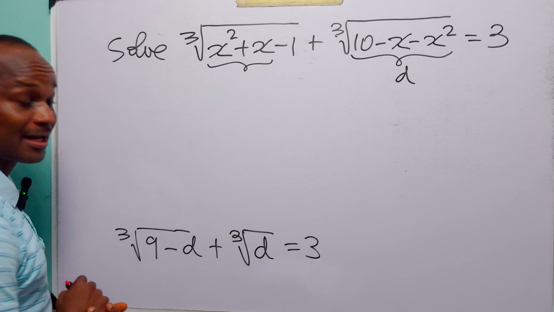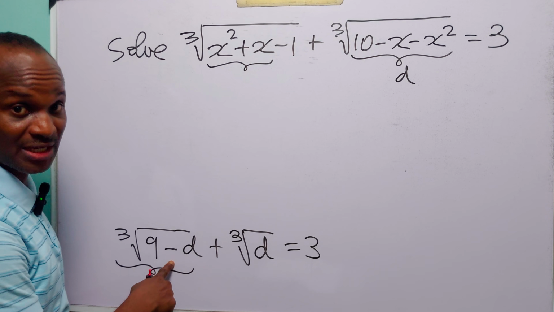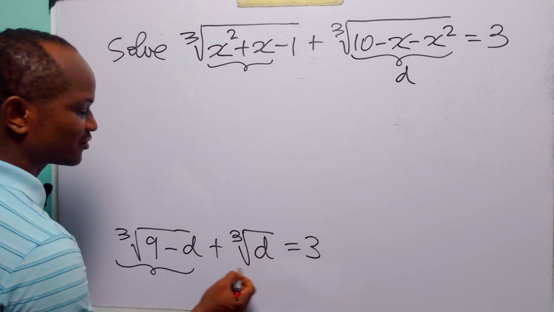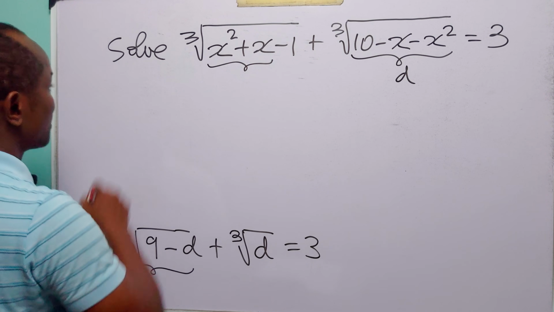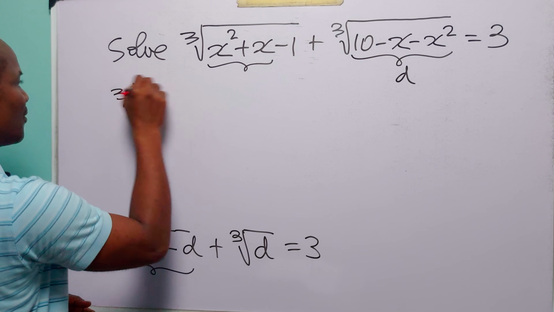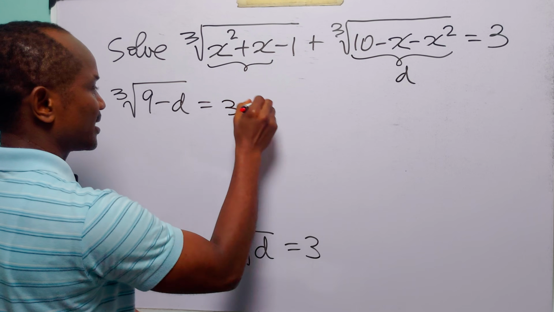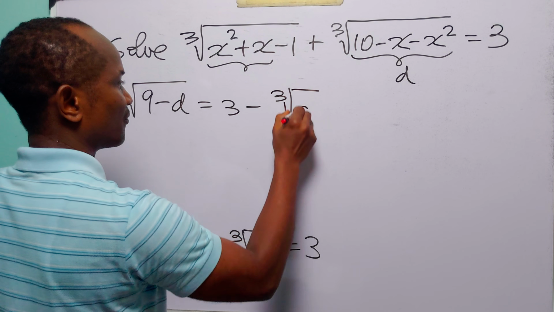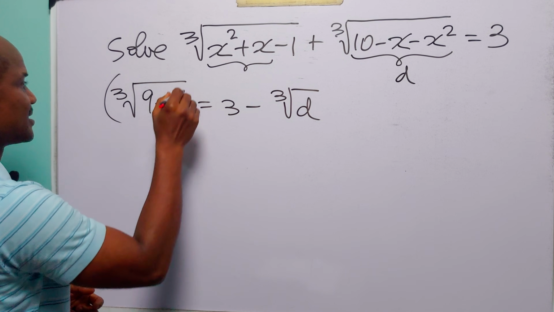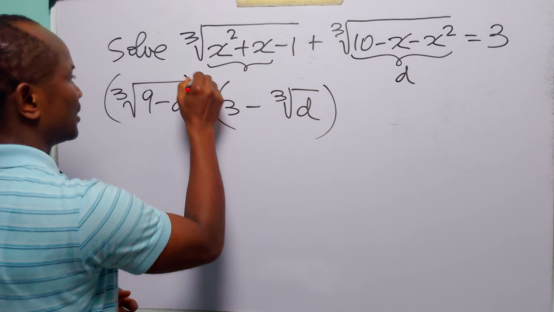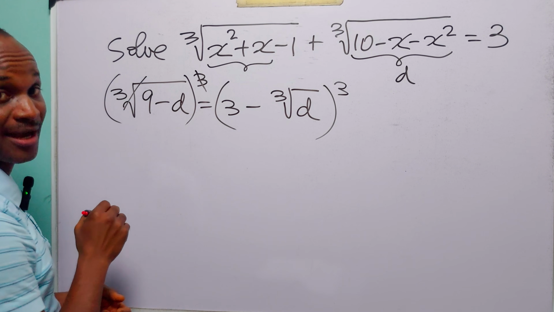Now, the next thing we are going to do is isolate this radical on the left-hand side of the equation. To do that, we have to subtract the cube root of d from both sides of this equation. When we do that, we have that the cube root of 9 minus d is equal to 3 minus the cube root of d. And to get rid of this cube root, let us raise both sides of this equation to power 3. Of course, this is going to take care of that.